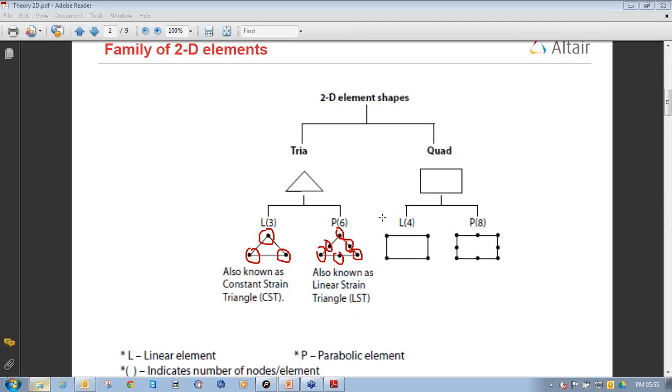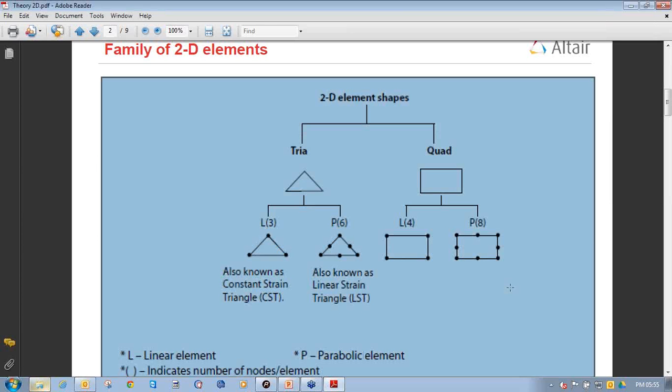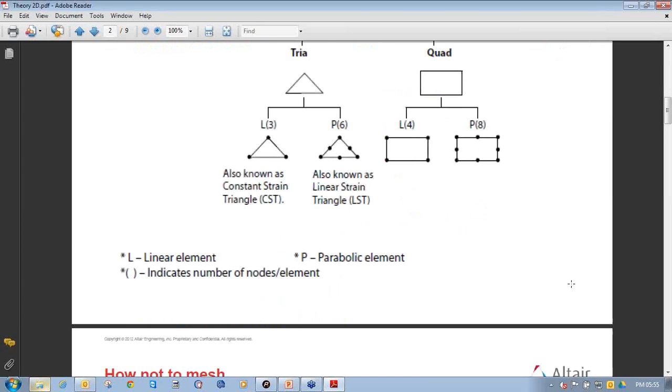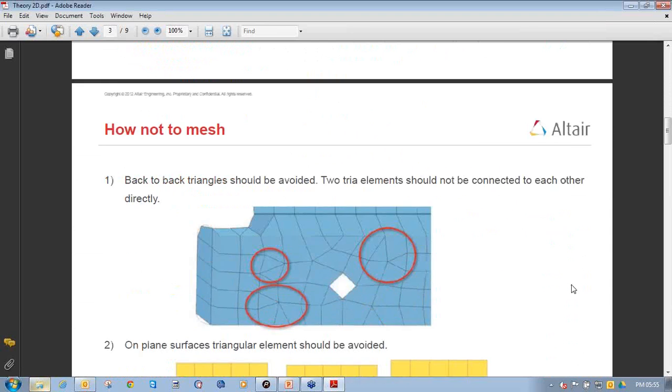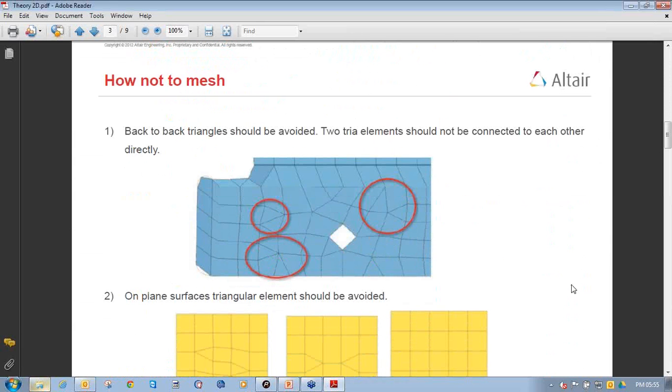Similar is the case for quad element. We have a linear 4-noded quad element. Also we can simulate the same problem using an 8-noded quad element. Then we will move towards the next topic, that is how not to mesh. There are certain industry standards where the meshing is not acceptable. So we'll discuss that.